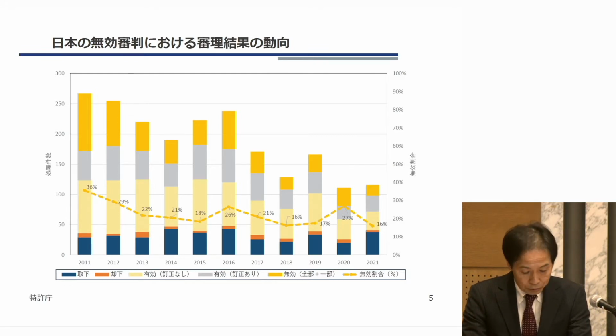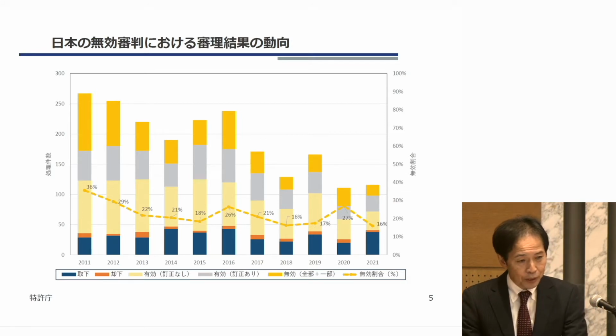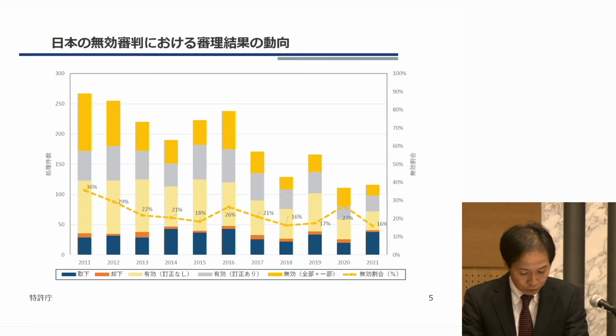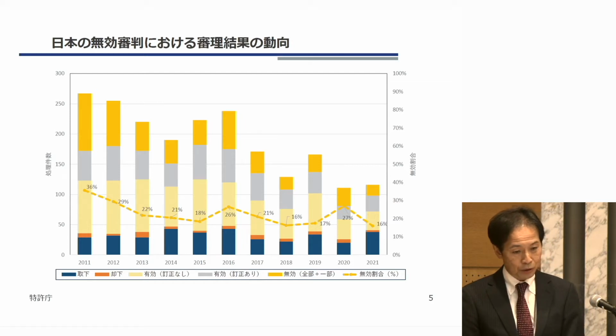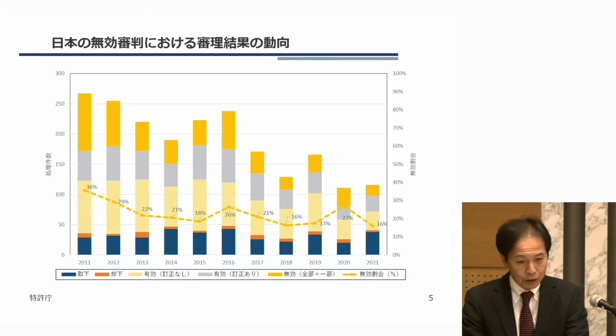This is the number of invalidation cases and trends in Japan. It's a little difficult to understand. The dark yellow at the top is invalidation cases, and the grey underneath it is validated patents with corrections, and the beige is validated patents without corrections. There are no major trends here, but the proportion of invalidated patents is about 20%.